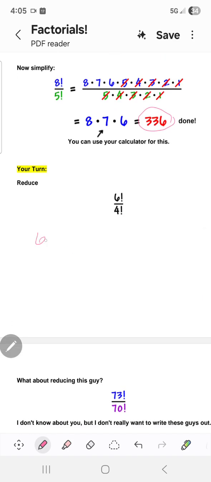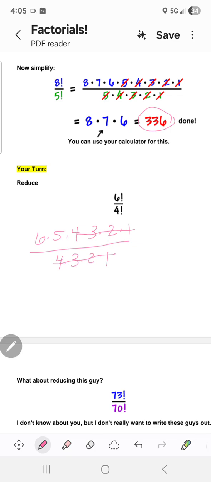Let's try this with 6 factorial divided by 4 factorial. 4, 3, 2, 1 over 4, 3, 2, 1. And again, you'll notice 4, 3, 2, 1 cancels with 4, 3, 2, 1.